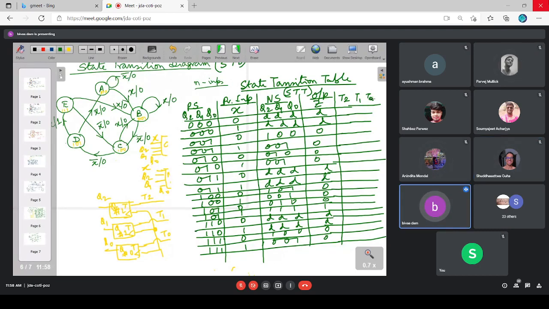Now when the present state is 000 and present input is 0, what should be the output of the next state combination logic block? Don't care, because those combinations will not be available at all.